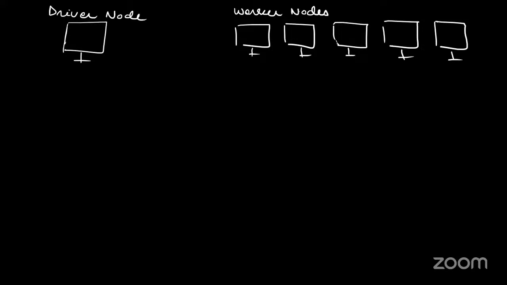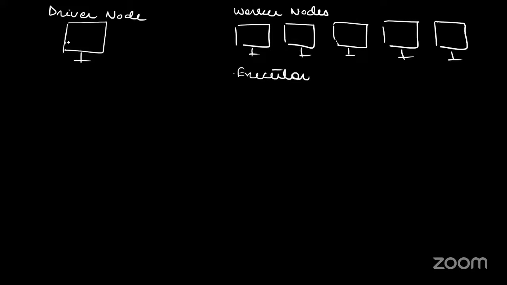Now, the driver node or the driver process, and the worker node or the executor node. We call them worker, we also call them executor. Sometimes you will hear the word master-slave relationship. So this will be called a master, and these will work as the servants, where the masters give instructions to the servants.